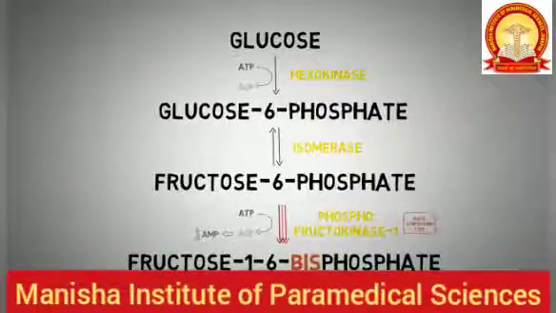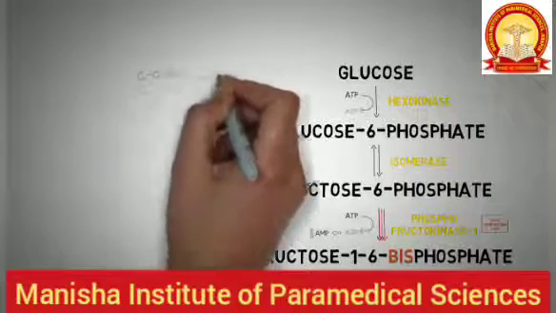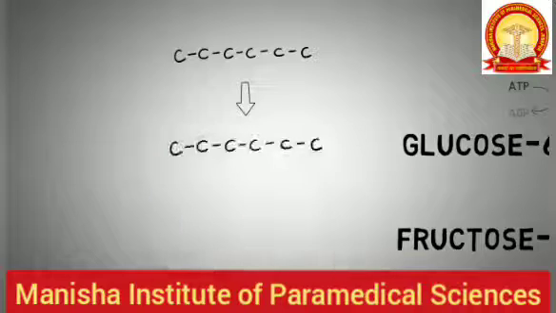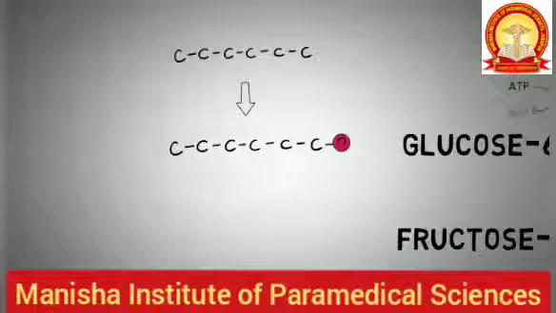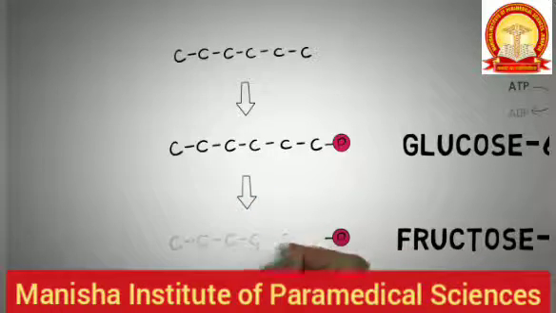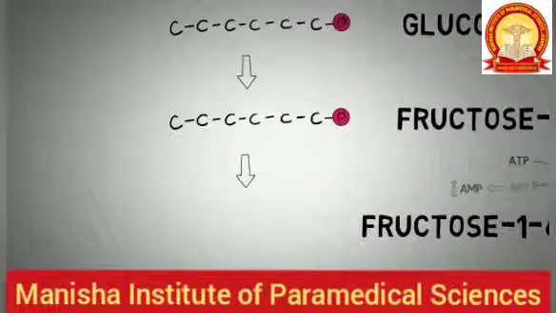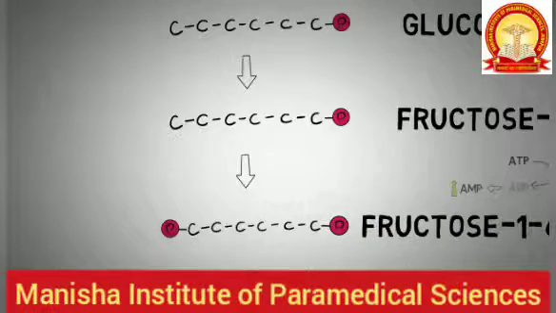Let's proceed further with glycolysis. So we have reached a point in glycolysis where glucose has entered the cell. We have attached one phosphate group to this glucose molecule at the 6th carbon, making it a glucose 6-phosphate. Then we converted it into an isomer known as fructose 6-phosphate, and after that we have attached another phosphate group at the carbon number 1, making it a fructose 1,6-bisphosphate.